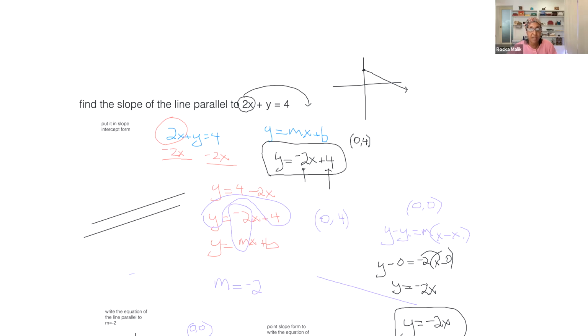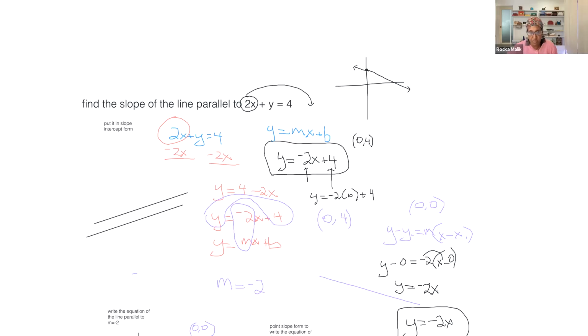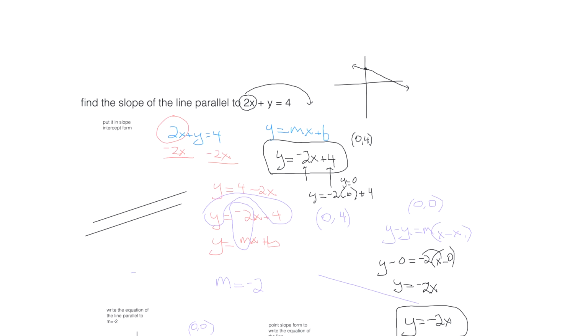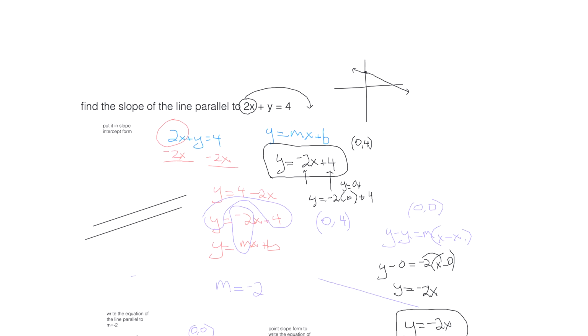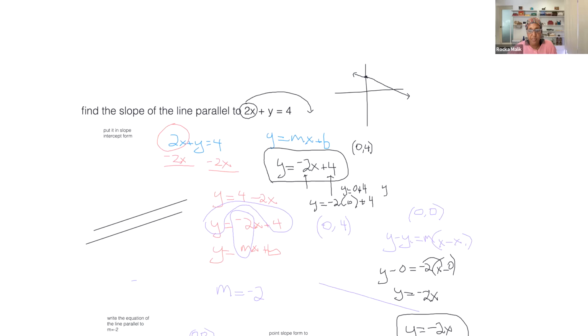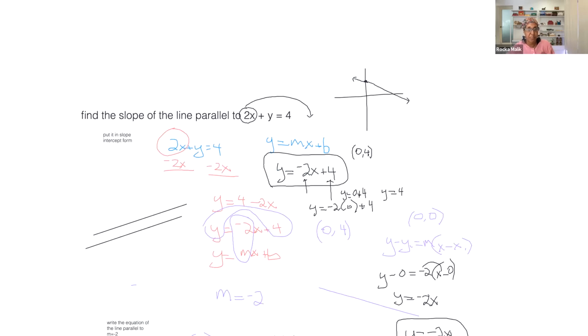Say it looks something like that. I know that this free point here is when x is 0. When I plug in x for 0 in the whole equation and do the work, I end up with y equals 4. -2 times 0 is 0. So 0 plus 4 is 4. So I end up with y equals 4 as my point.